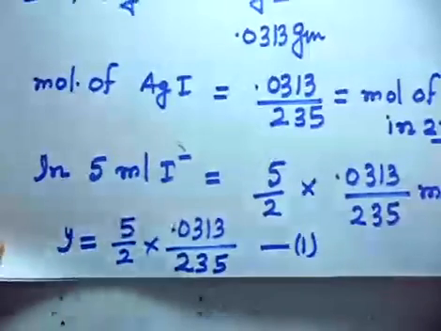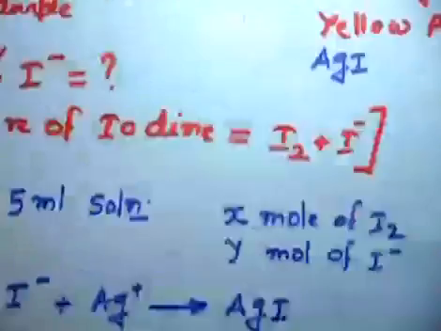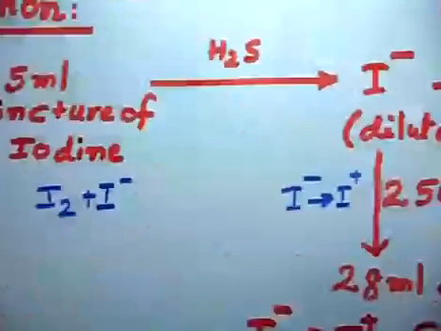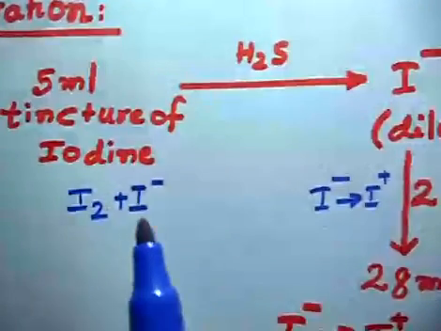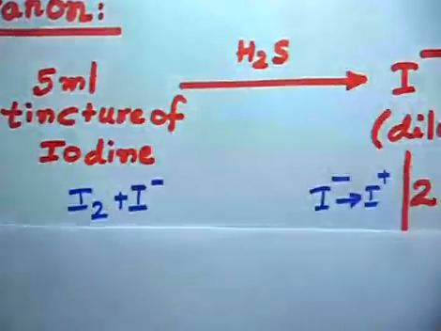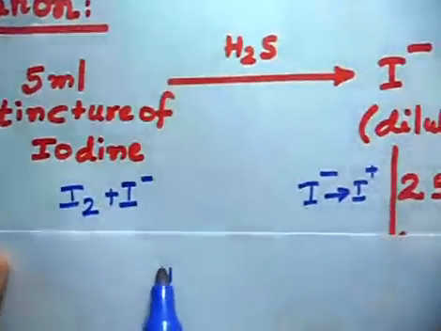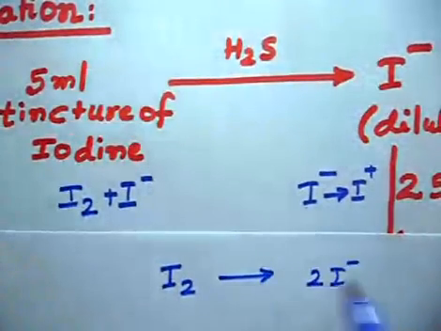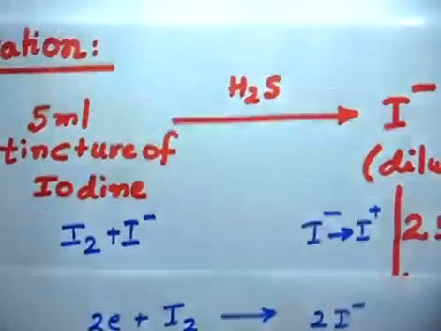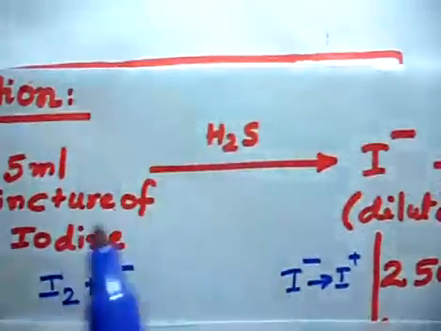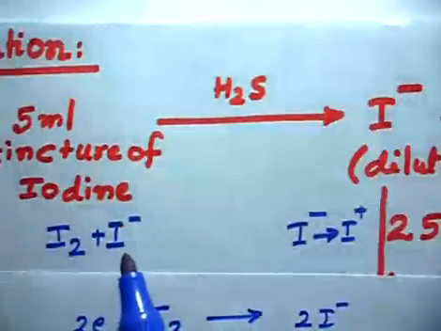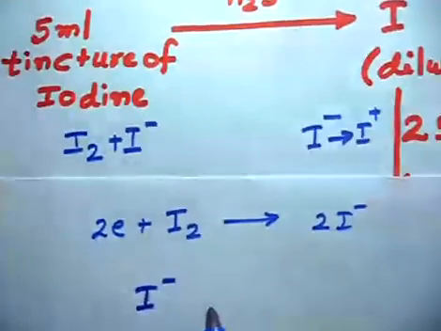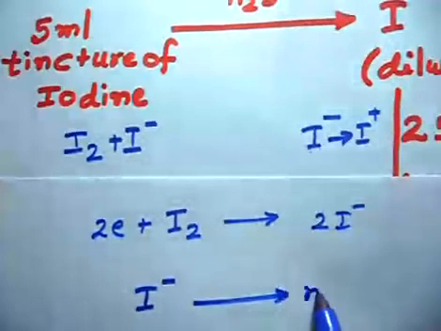Now let us say I want to find x. So let us discuss this reaction. What is happening in the first case? I will have I2 and I minus. In this case, I2 goes to 2 I minus plus 2 electrons. So you see what is happening, H2S reduces I2 to I minus. You have some I minus initially also, and that is basically b. That remains as it is, no reaction. So for I minus, no reaction.